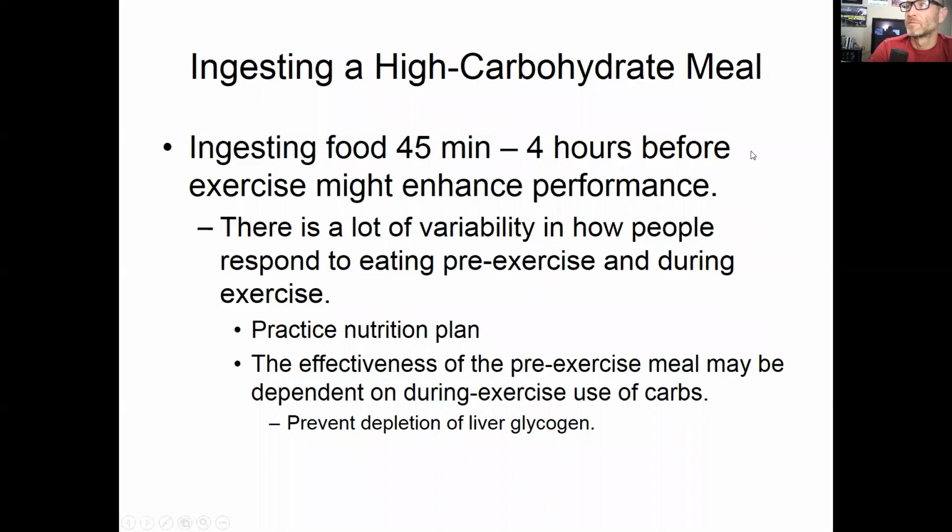Okay, other factors that influence fuel usage: ingesting a high carbohydrate meal, ingesting food 45 minutes to 4 hours before exercise might enhance performance. There's a lot of variability in how people respond.